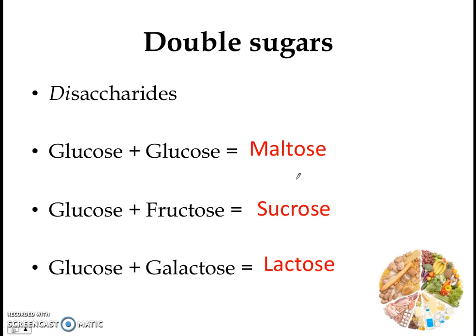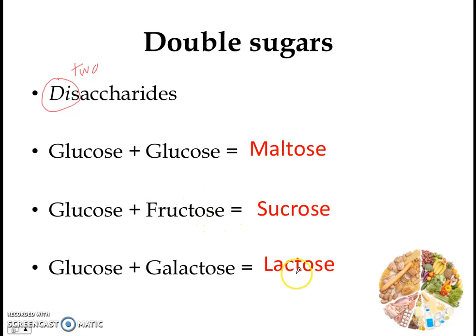So moving on to the double sugars. The name for double sugars is disaccharides, because di means two, and saccharides means sugars. So under double sugars, we've already seen the example of maltose. And maltose is made out of a molecule of glucose joined to another molecule of glucose. Now, you could also have heard of sucrose, commonly used in a lot of O-level questions. Sucrose is actually glucose together with fructose.